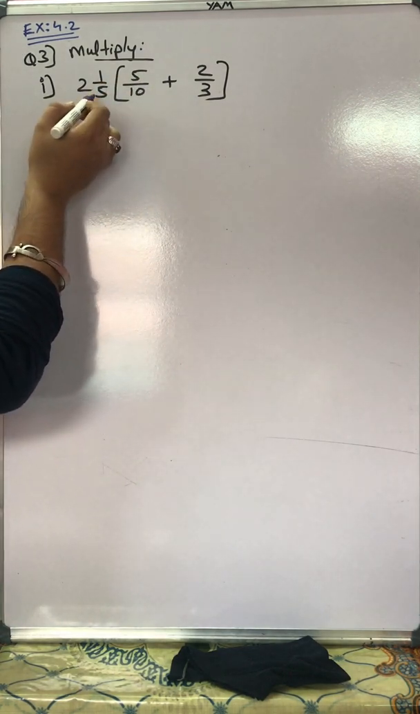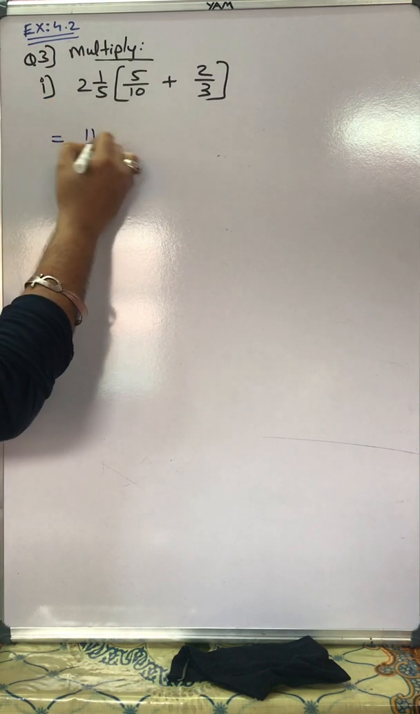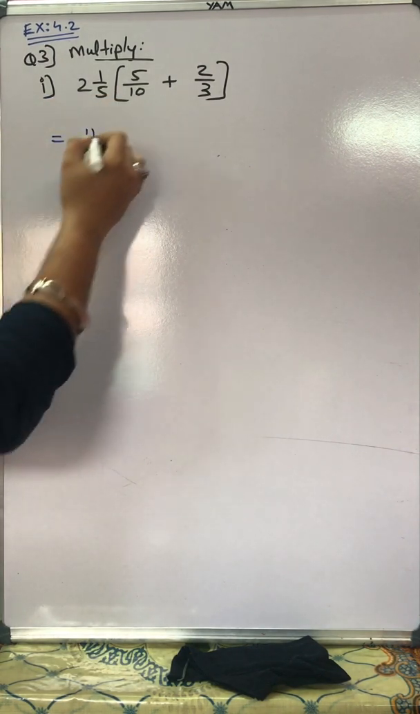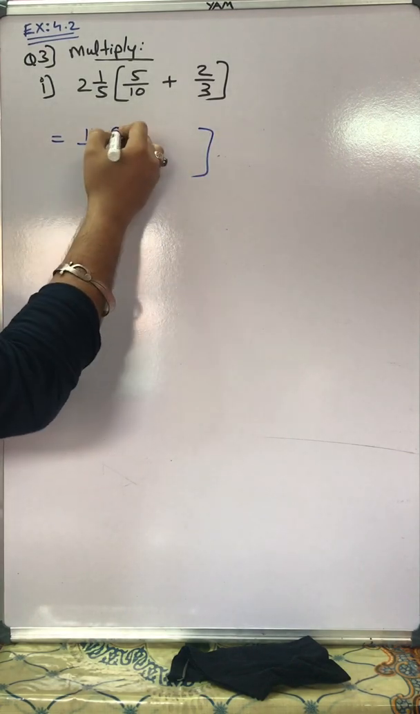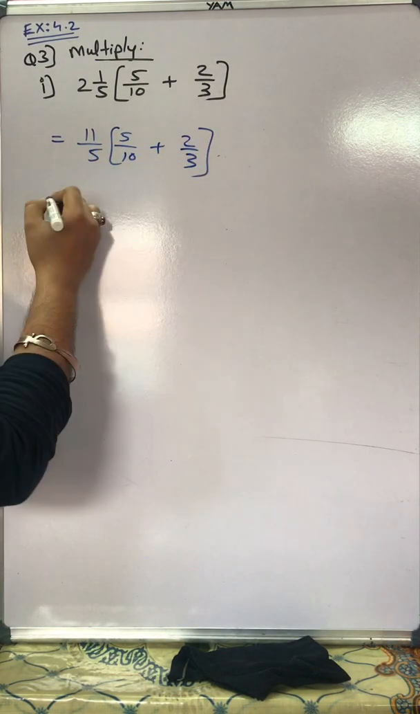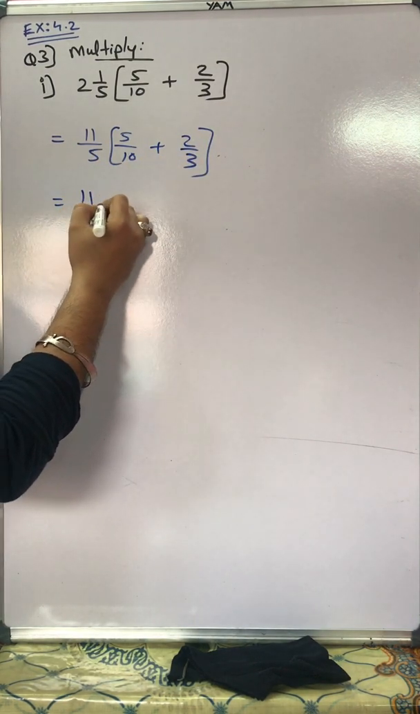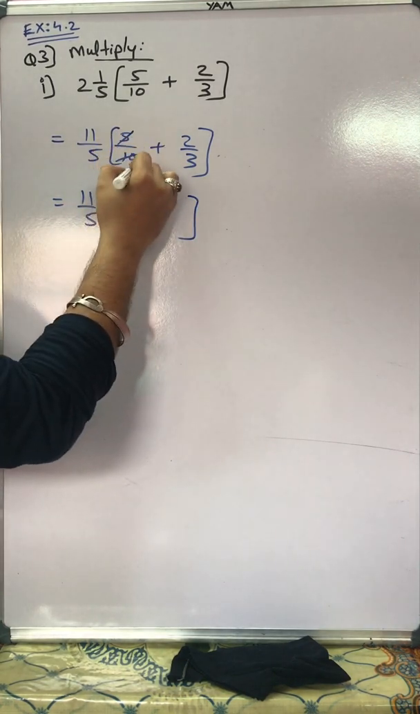The first step, I'll convert this mixed fraction. 5 multiplied by 2 is 10, 10 plus 1 is 11, 11 upon 5. The denominator will always remain the same. Okay, now we'll solve something inside this. First let me copy 5 upon 10 plus 2 upon 3, is equal to 11 upon 5 outside as it is. There is no sign, that means it's multiplication over here.